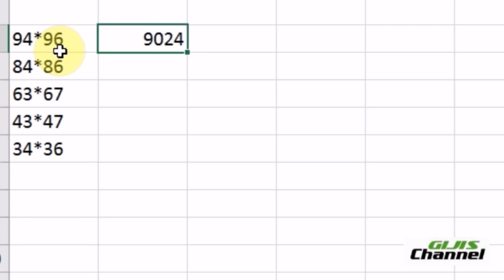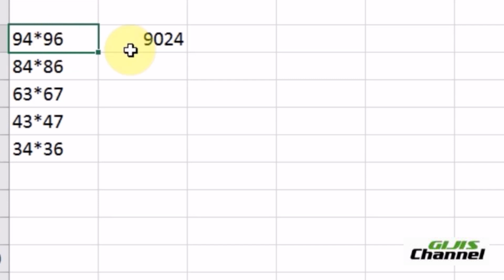Let me show you how I got the answer. In order to work with this condition, both of the numbers' tens digits should be the same. Here in 94 times 96, both numbers have the same tens digit, 9 and 9. One more condition: when you add the ones place, there is 4 here and 6 here, the added number should be 10. So in this case, 4 plus 6 equals 10.